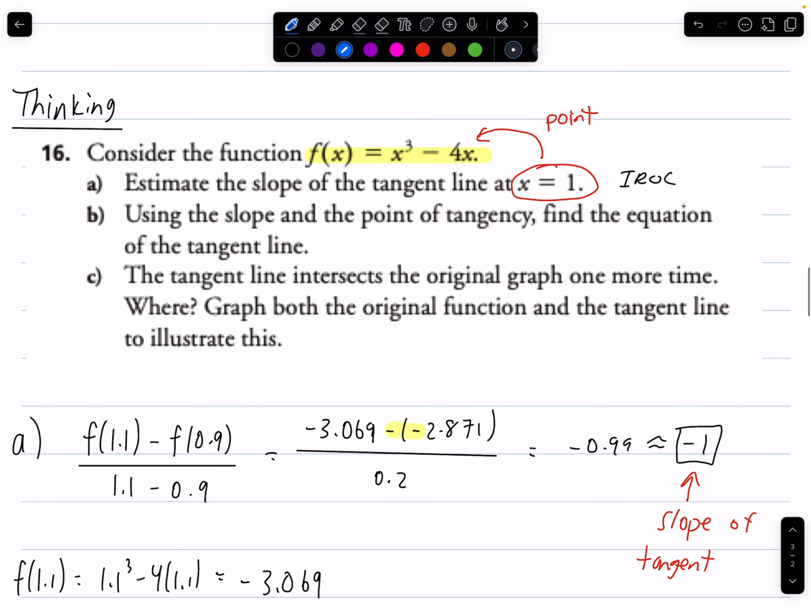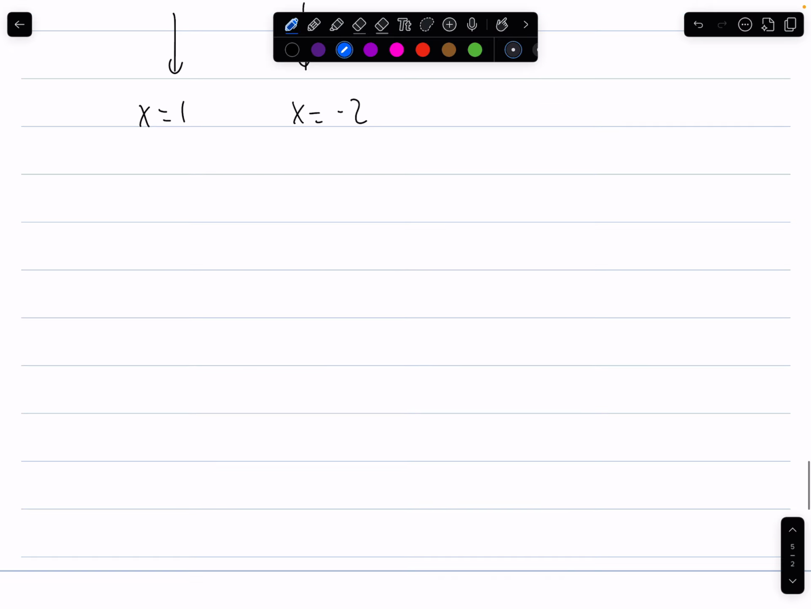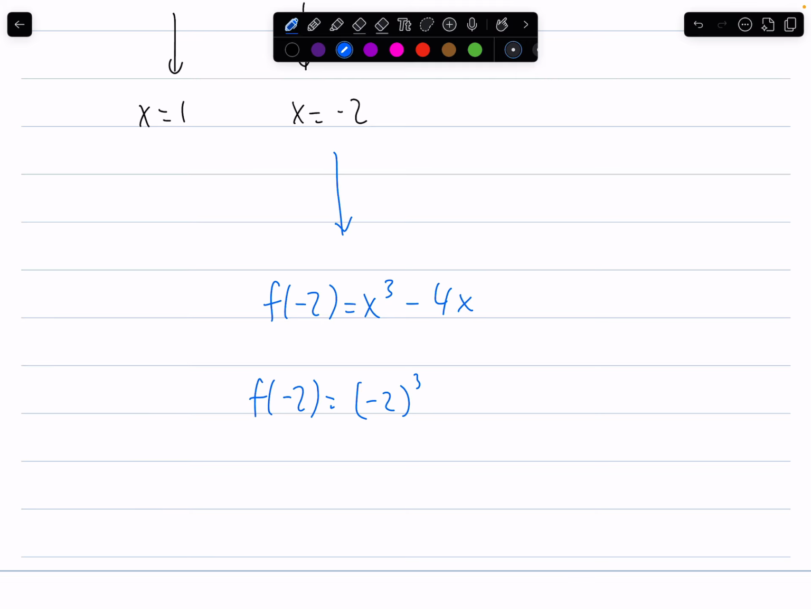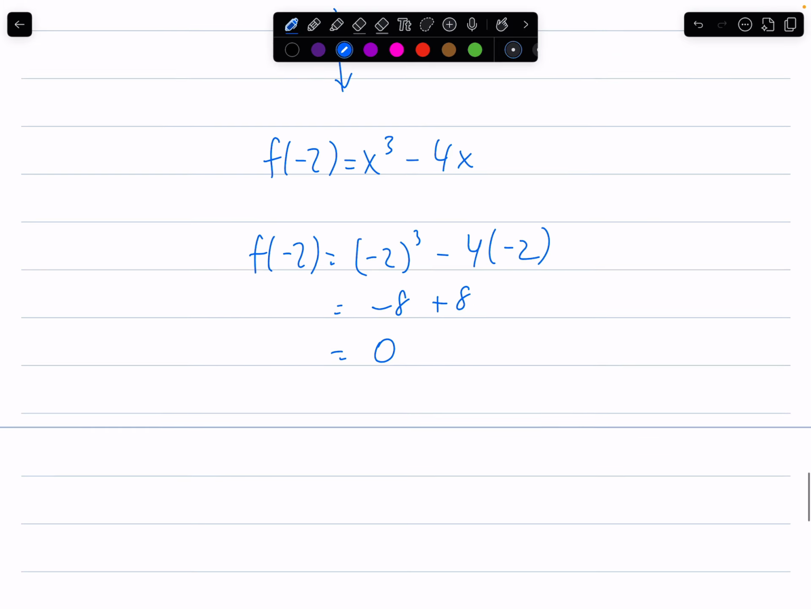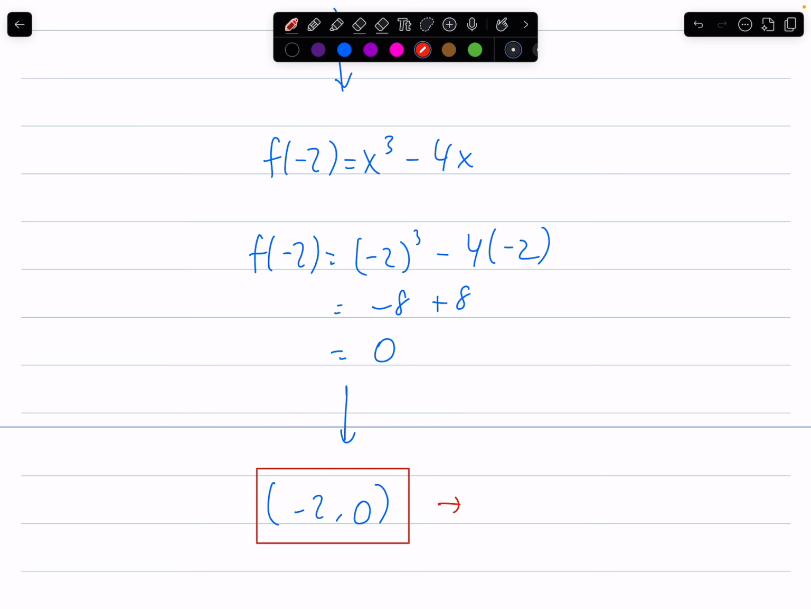So what do we do? We take -2 and plug it into the original equation to get that exact point. The original equation is x cubed minus 4x. So f at -2 is equal to -2 cubed minus 4 times -2. So here you're going to get -8 plus 8, which is 0. Therefore, the other point that it intersects at is here. This is the other point of intersection.